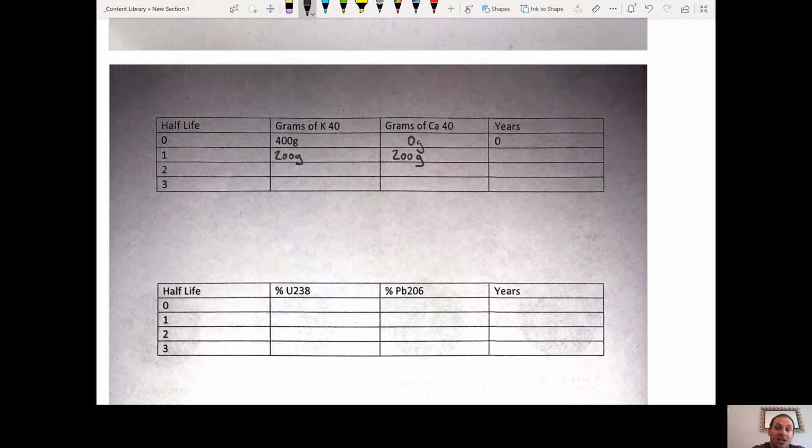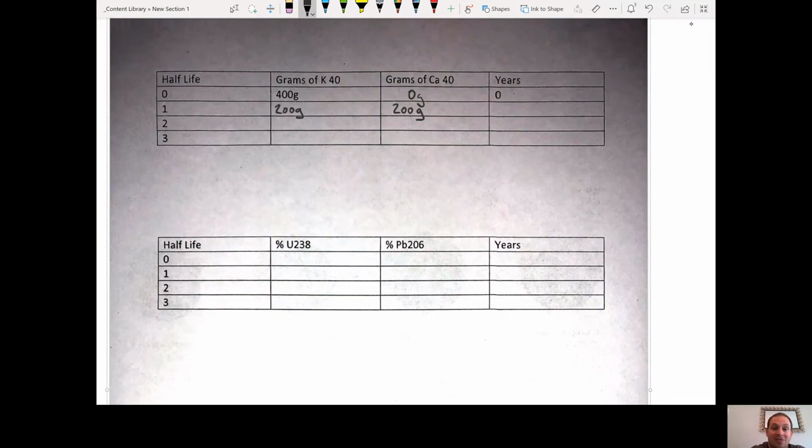At the third half-life, right, we would take half of the 200, so we would be down to 100 grams. And then we would have to take that and put this over here. We would have 300 grams. Okay. Notice that the total between the columns always equals the original amount of 400 grams.